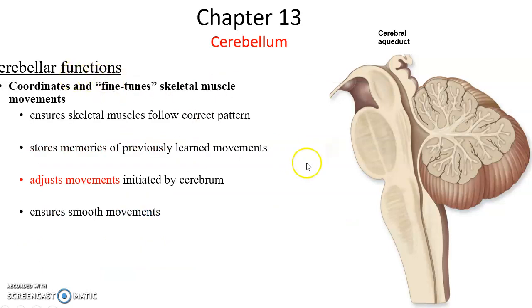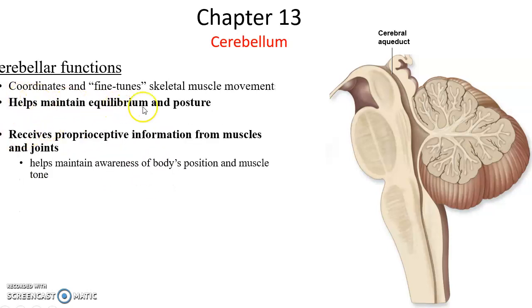So it coordinates and fine-tunes skeletal muscle movements. It ensures that skeletal muscles follow the correct pattern of movement. It stores memories about previously learned movements, such as scales on a piano. And it also adjusts movements that are initiated by the cerebrum to ensure that our movements are nice and smooth and well regulated.